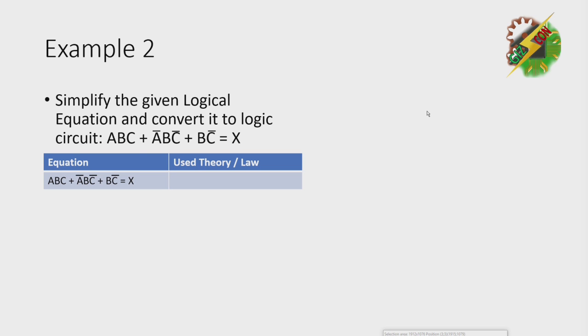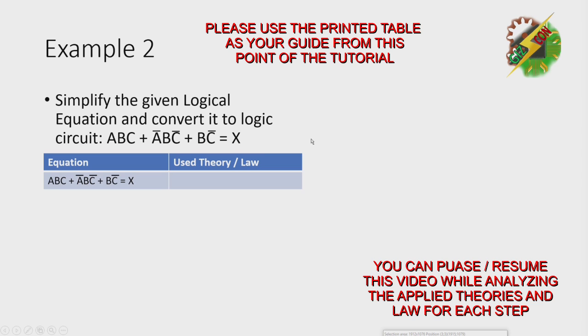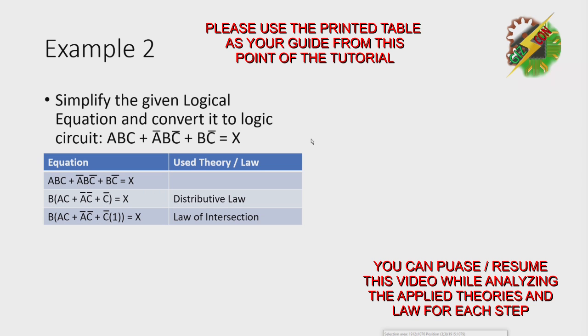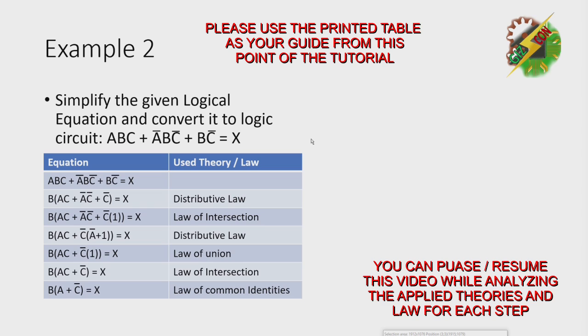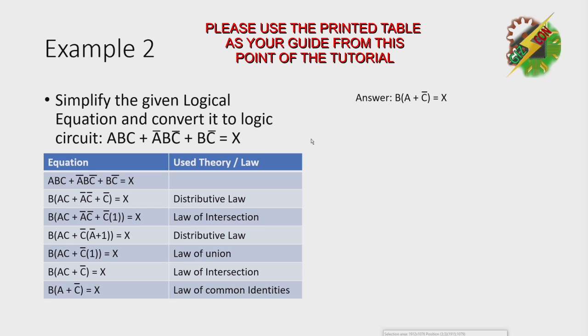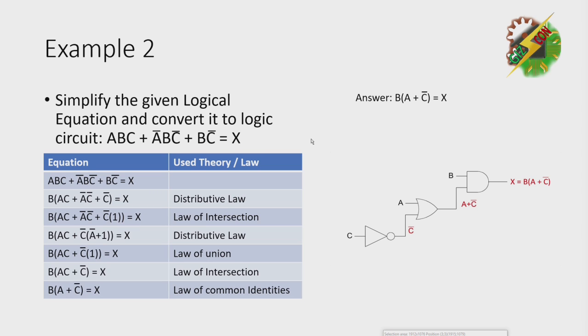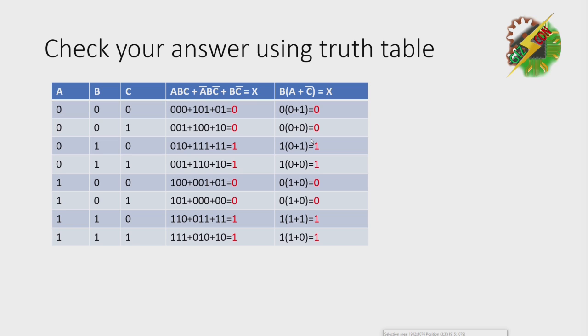Let's have another example. We have ABC plus A bar B C bar plus B C bar equals X. Applying distributive law, then applying law of intersection. After that, distributive law again. Then, law of union. After that, you need to use law of intersection. Then, law of common identities, and we will have our final answer. I hope you're using the table to follow the solution. And this will be the equivalent logic circuit. Then we can check the answer using the truth table.